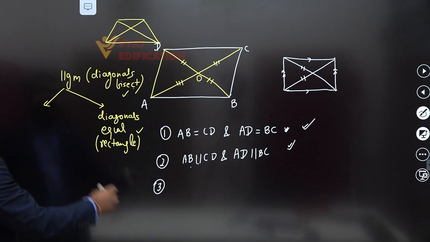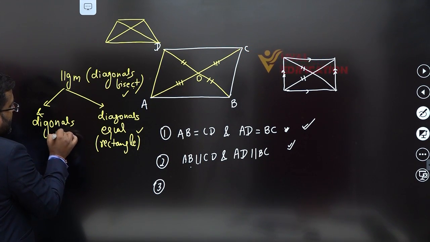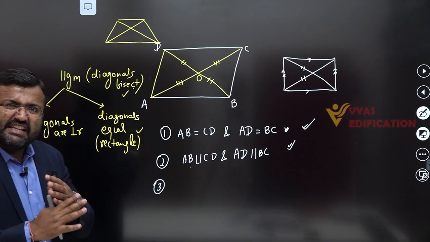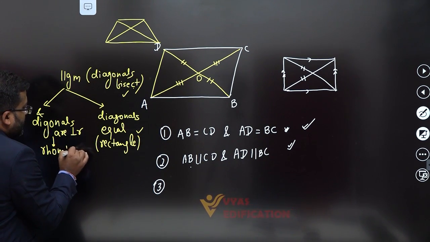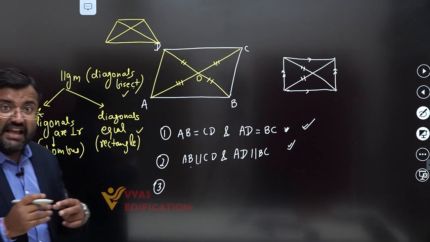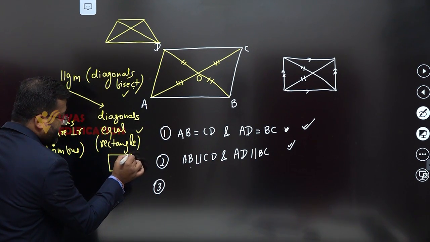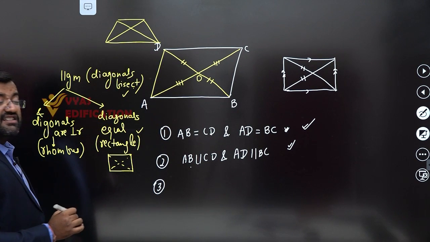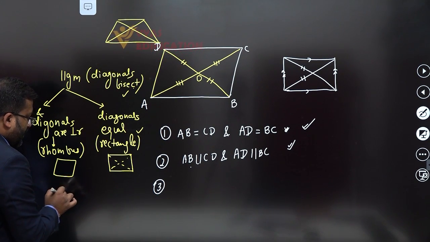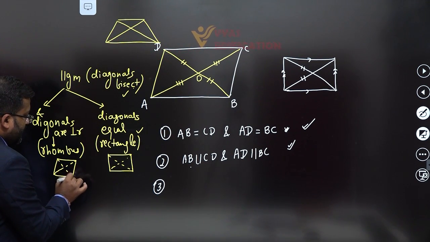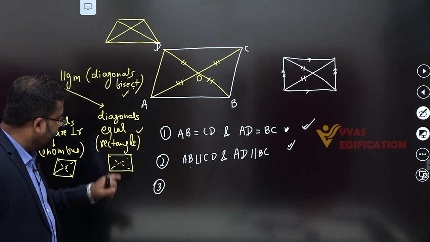Second, if diagonals bisect and diagonals are perpendicular to each other, then the figure will be a rhombus. Rectangle looks like this. The diagonals are equal. In a rhombus, something else also happens: all the sides become equal. But the main thing is diagonals bisect and they are perpendicular to each other. In a rectangle, diagonals are not perpendicular to each other.